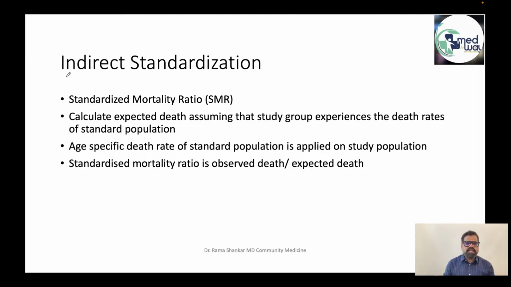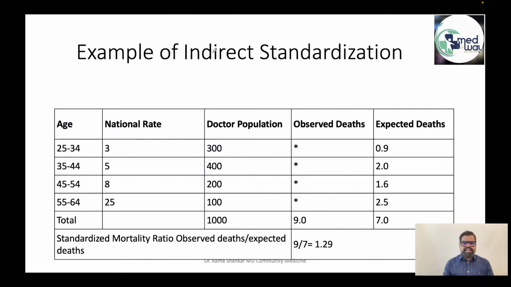Let's go for indirect standardization. If you remember the question, I said we calculate the standardized mortality ratio, right? Let's try to understand with an example, so it will be easy. Now, indirect is an indirect way of standardizing, right? So what happens here, I have the national death rate in each class interval, 25 to 34, 35 to 44, 45 to 54, 55 to 64. The national death rate is given.